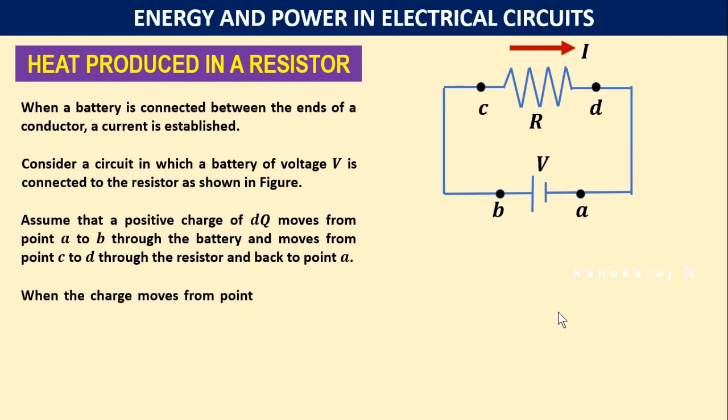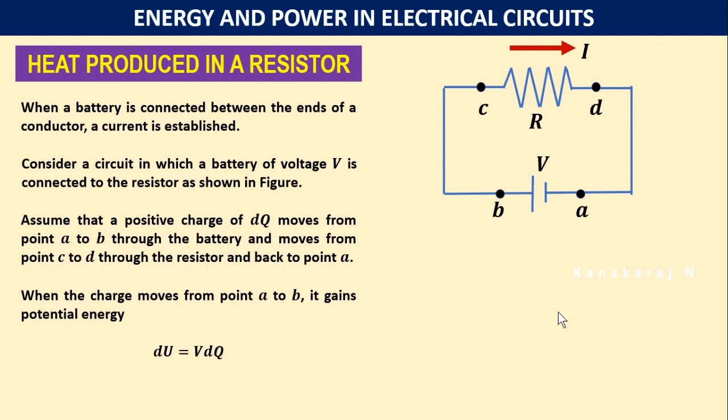When the charge moves from point A to B, it gains potential energy. And when it goes from B to A, its potential energy is converted into kinetic energy, and it collides with atoms, then it produces heat, and that heat will be lost to the surrounding.